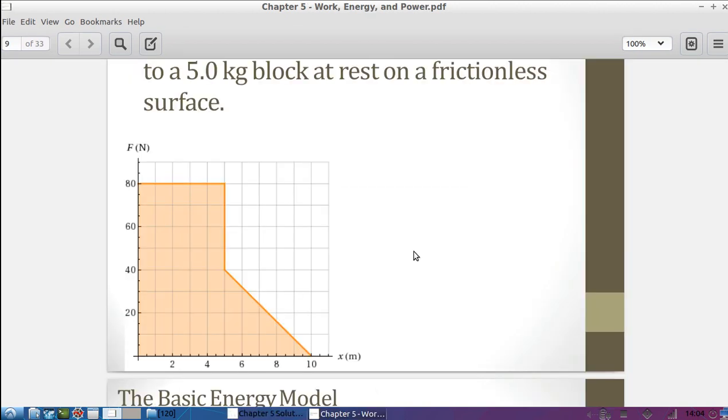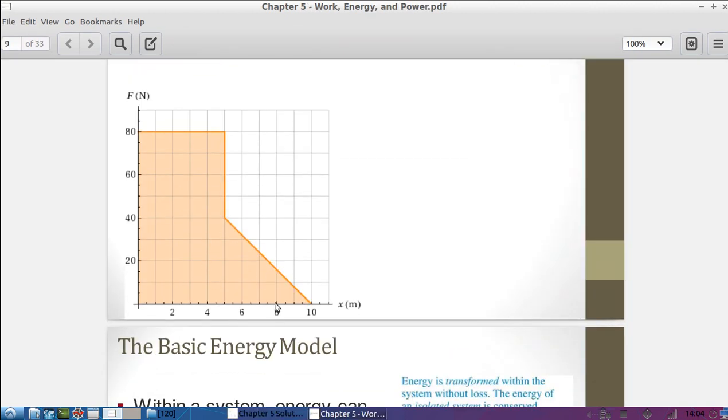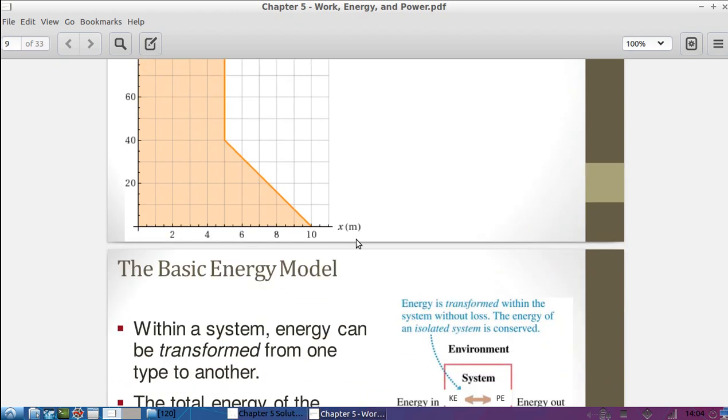In the event that you ever see a graph where the force function is negative and below the x-axis, you've got a negative force, maybe due to friction or something like that. Any area under the x-axis made by the force function is going to be negative. So just watch out for that. If you're under the x-axis, that's a negative force.